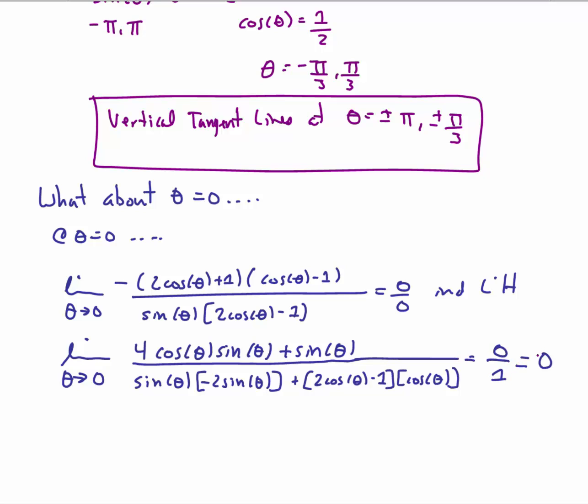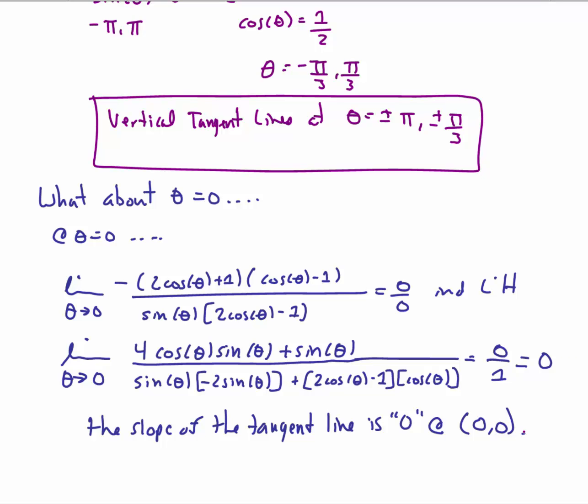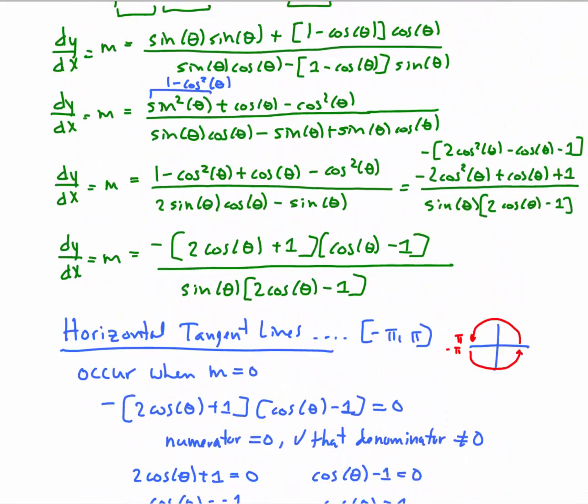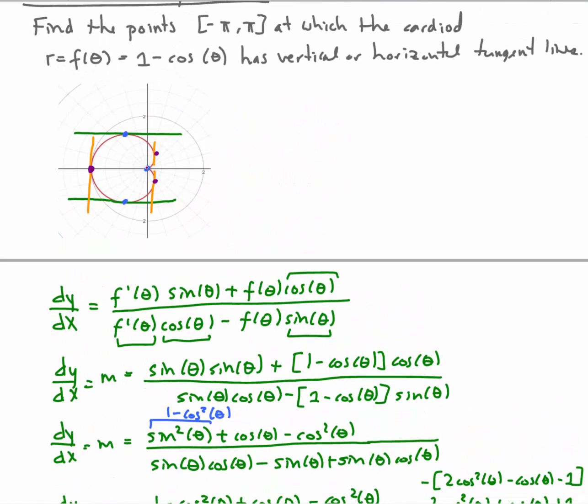just 0. So what this says then is the slope of the tangent line is 0 at the ordered pair at theta equals 0. So at (0, 0) at the pole. So if we come back up here and look at our graph, way back up here, right here, that's basically saying I have a horizontal tangent line right there.